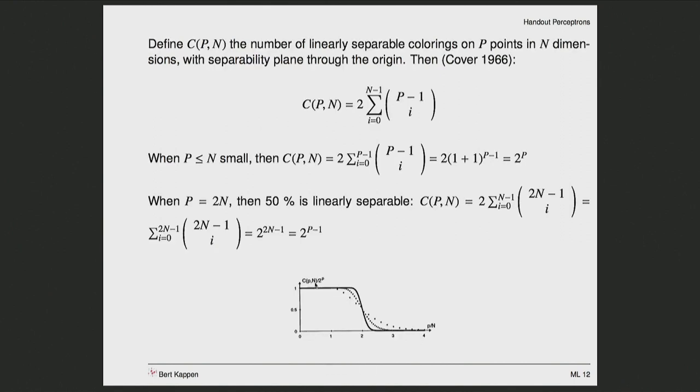Now the answer to this question is given by this formula, which is C(p,n). This is the number of linearly separable colorings of p points in n dimensions that can be separated through a plane through the origin. In this case, this is assuming through the origin. It's a detail, and so I should maybe explain a little bit.